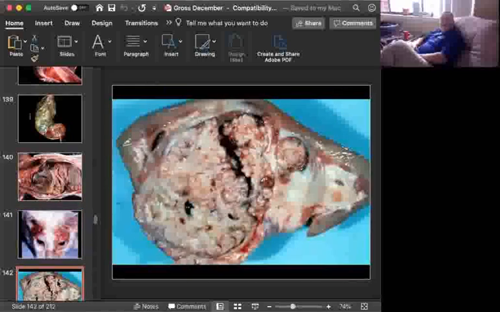Slide number eight is tissue from a pig. Can you give me a morphologic diagnosis?